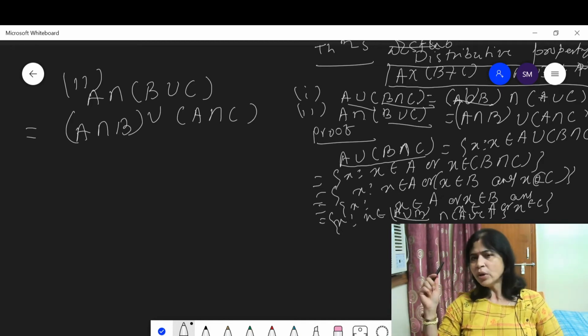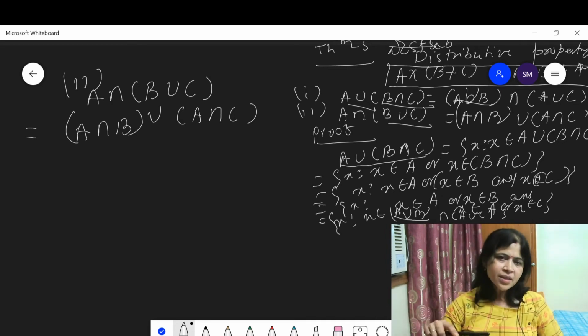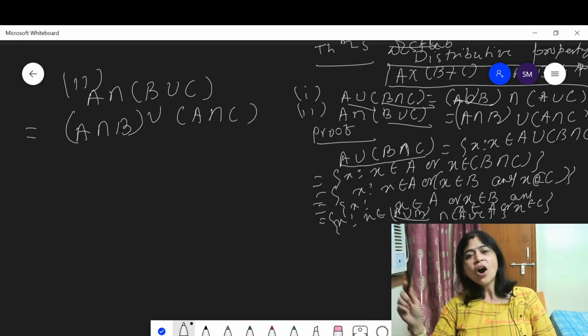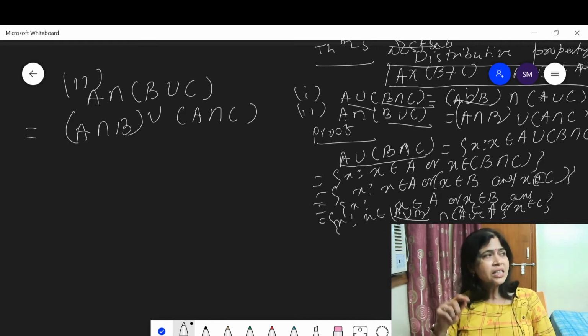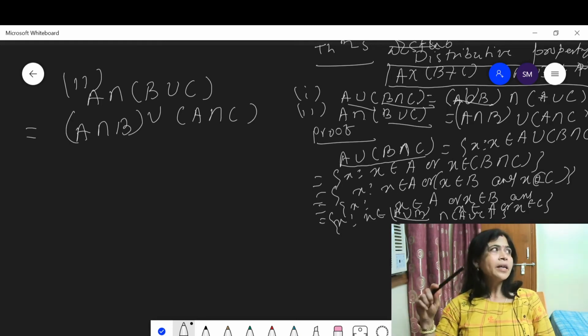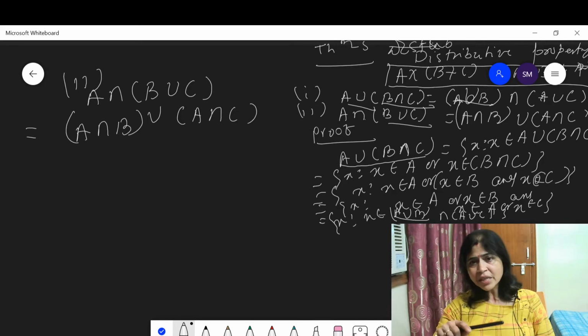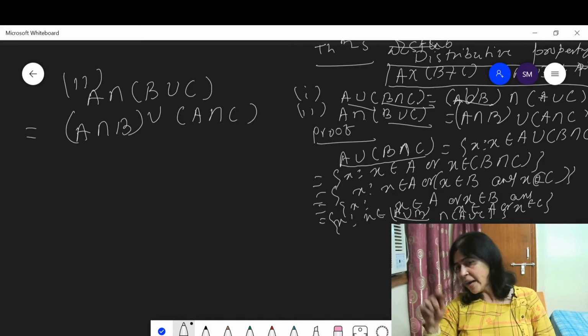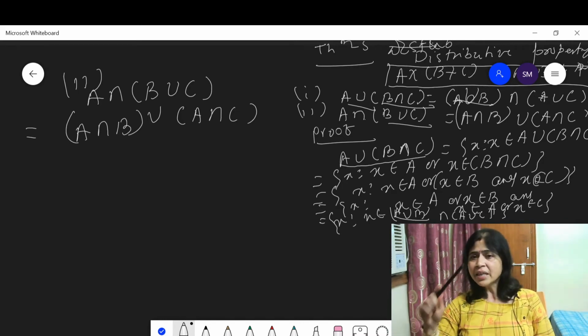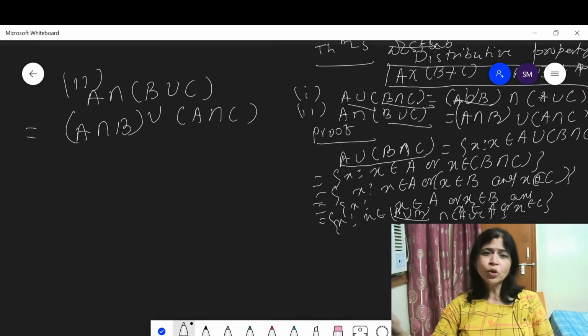When we say x belongs to A union B, this means x either belongs to A or x belongs to B. But in case of intersection, when I say x belongs to A intersection B, this means x belongs to A and x belongs to B. This means x belongs to both A and B. Don't be confused about union and intersection.